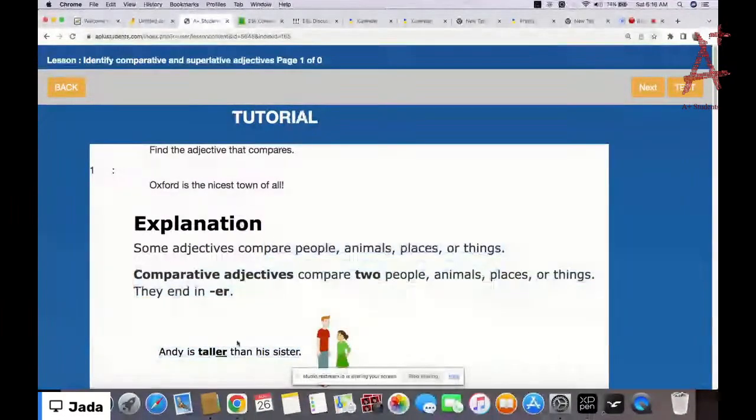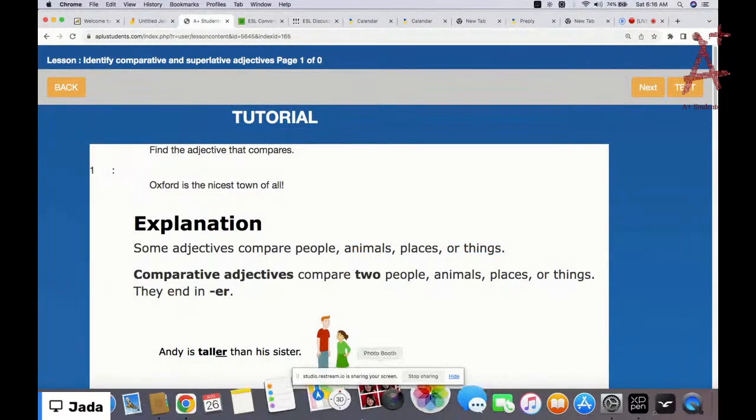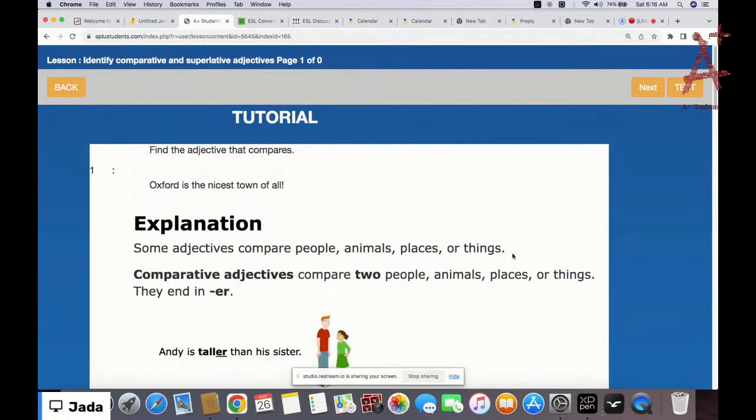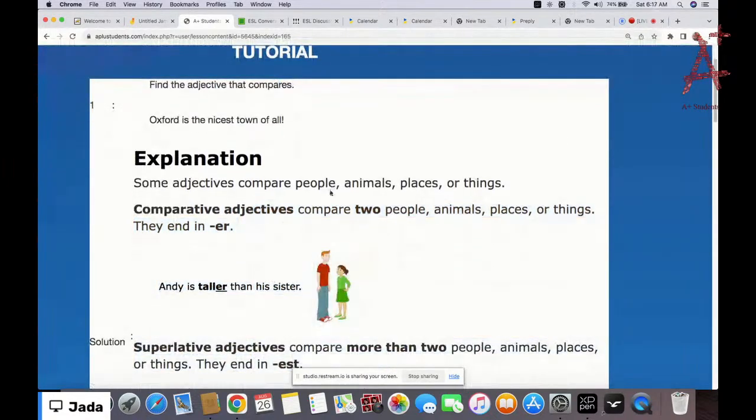So now we need to be able to identify comparative and superlative. Note that some adjectives compare people, animals, places, or things. Comparative adjectives compare two people, animals, places, or things, and they always end in er. So when it ends in er, for example: Andy is taller than his sister.